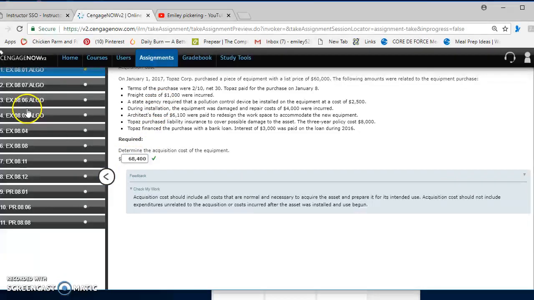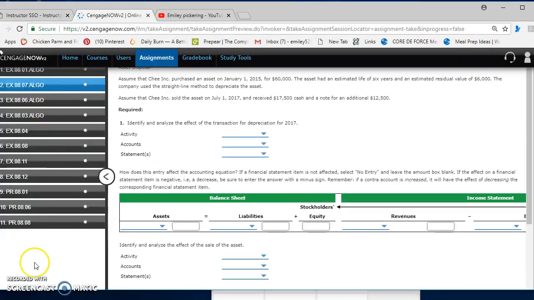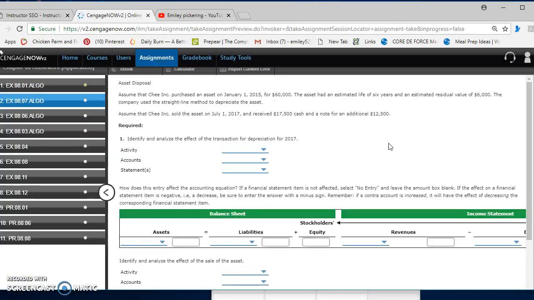Okay, let's go on to number 2. So here we're talking about buying an asset, depreciating it, and then selling it and determining what happens here. So we bought an asset January of 2015. We're using straight line depreciation. So we're going to take the cost of $60,000, subtract the residual value of $6,000, and then divide it by the useful life, which is 6 years, and that's how much we're going to depreciate per year.